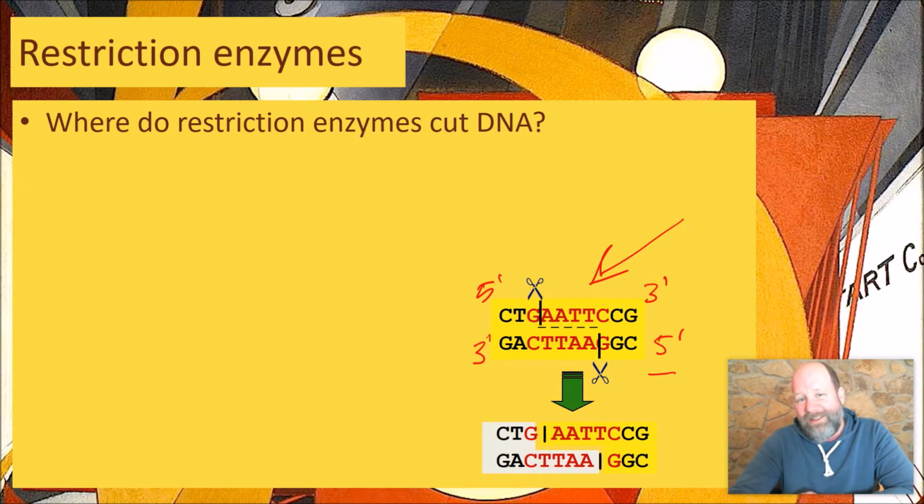So that's our restriction site. That's the place that gets cut by a restriction enzyme. It's called a restriction site. And this happens to be the restriction site for a particular enzyme called EcoRI.